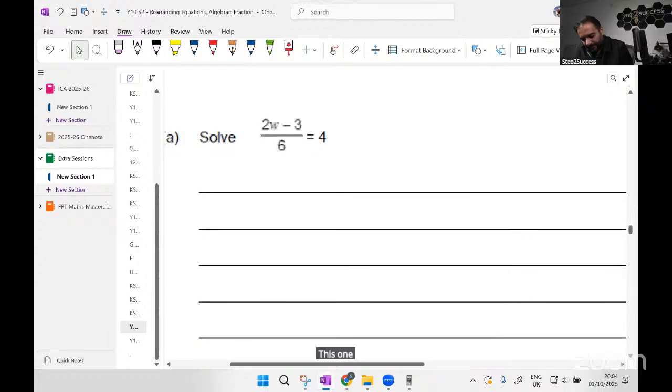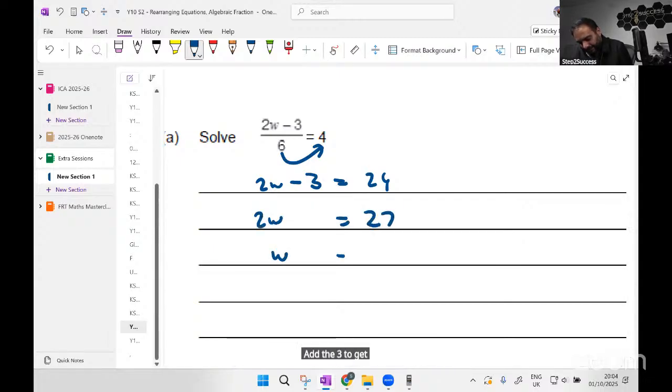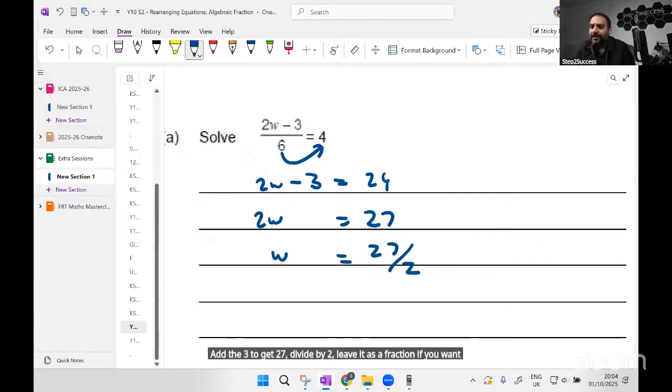This one, solve. Times the 6 over, 2w take away 3 equals 24. Add the 3 to get 27, divide by 2, leave it as a fraction if you want, or turn it to 13.5 if you like.